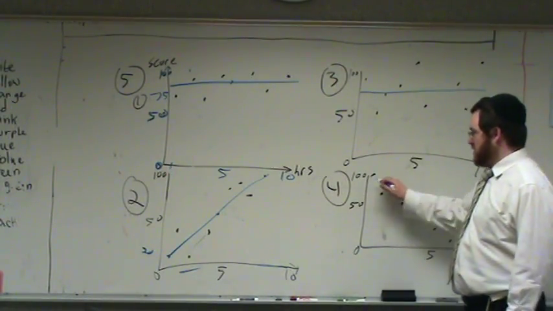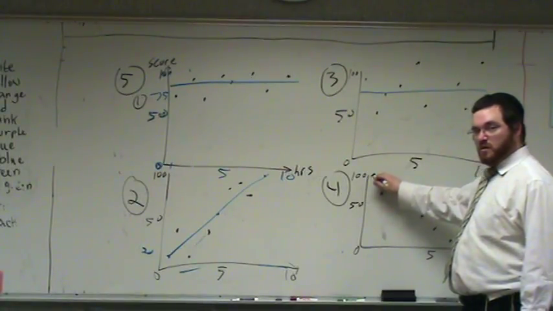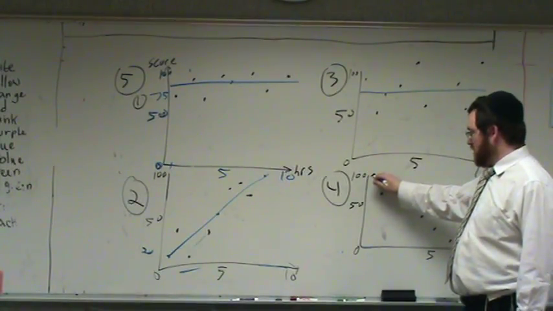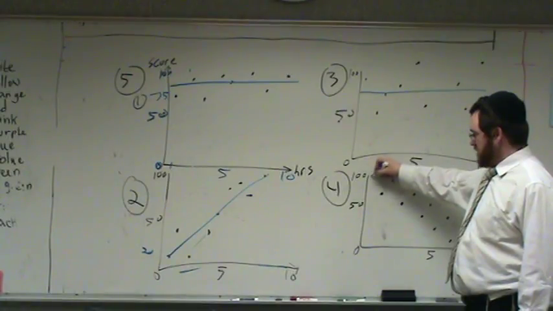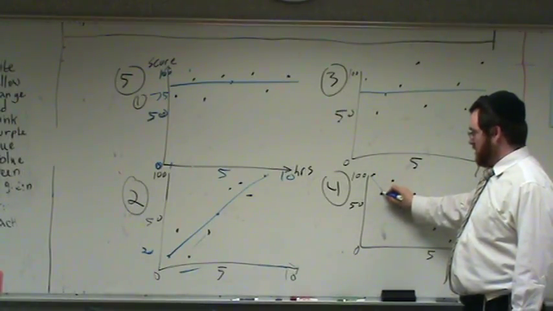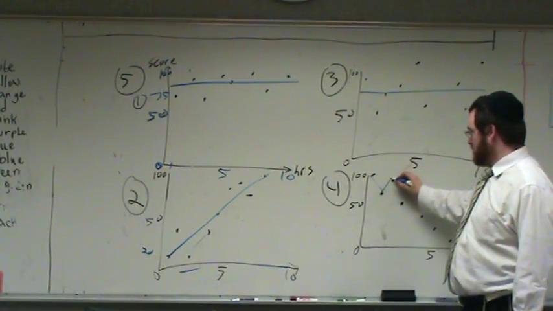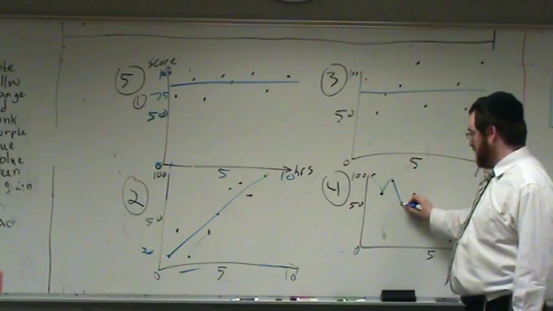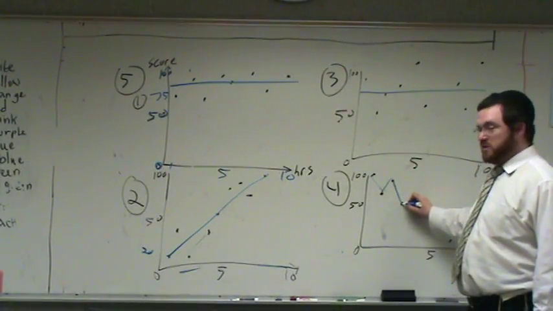Let's try answer 4. His test score starts at 100, and he watches a little TV. His test score goes down. He realizes what he did. He stops watching TV. His test score goes up. He celebrates. His test score goes down. He stops watching. His test score goes up.